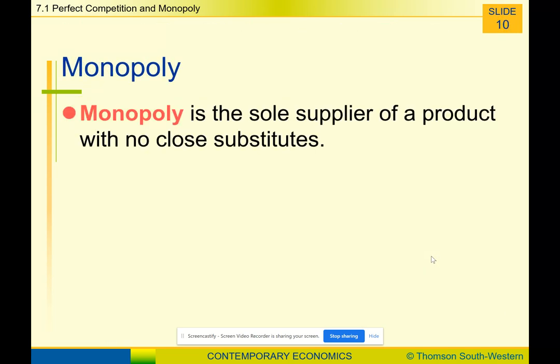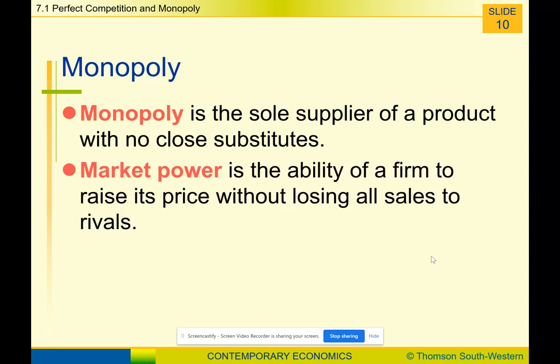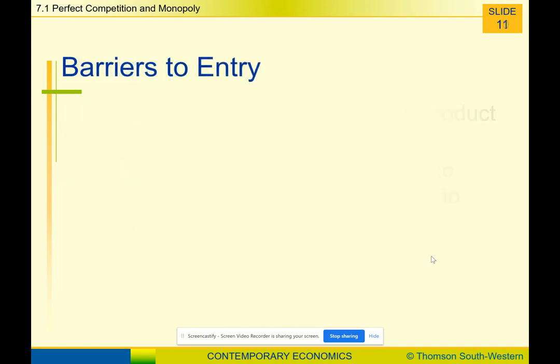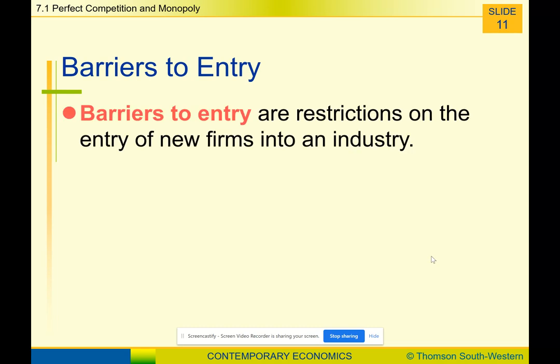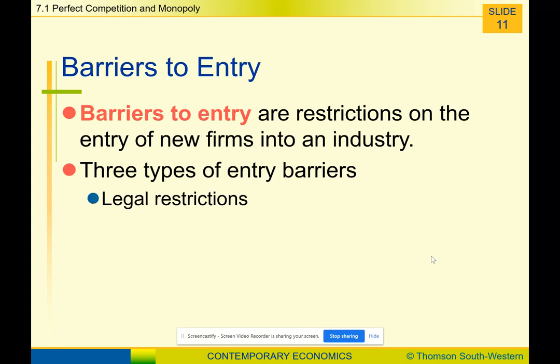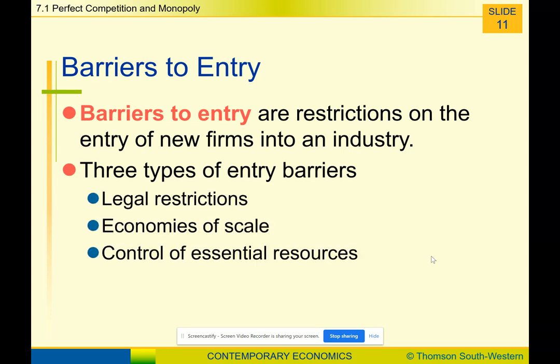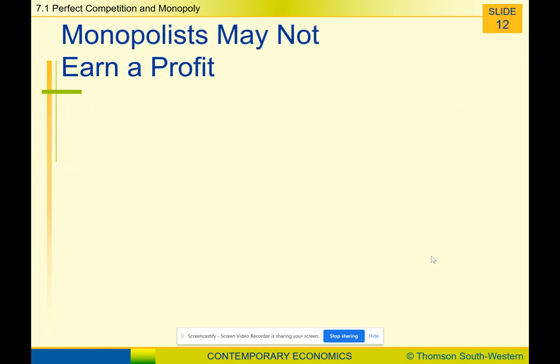When we look at monopolies, we've looked at them before, earlier this year. Monopolies are the sole supplier of a product with no close substitutes. Market power is the ability of a firm to raise its prices without losing all sales to rivals. Barriers to entry are restrictions on the entry of new firms into an industry. There are three types of entry barriers: legal restrictions, economies of scale, and control of essential resources.